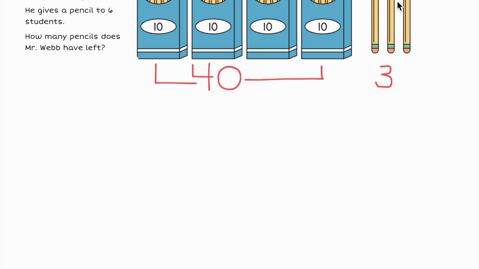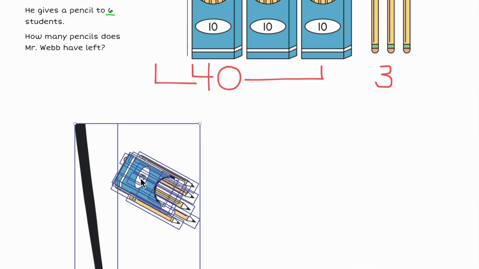This isn't bundled because it's not a group of 10. We only bundle groups of 10. All right, so then he gives away 6 pencils. 1, 2, 3. Wait, I cannot subtract 6 because 3 is less than 6, but I know 43 is more than 6, so I know I can subtract somehow. But how? How does Mr. Webb do it? Well, he would have to dump out the box of pencils.